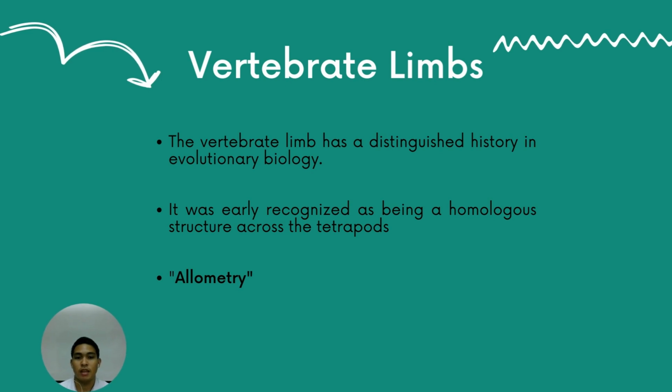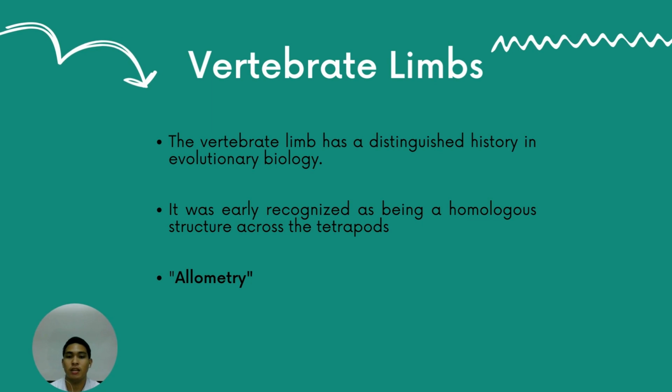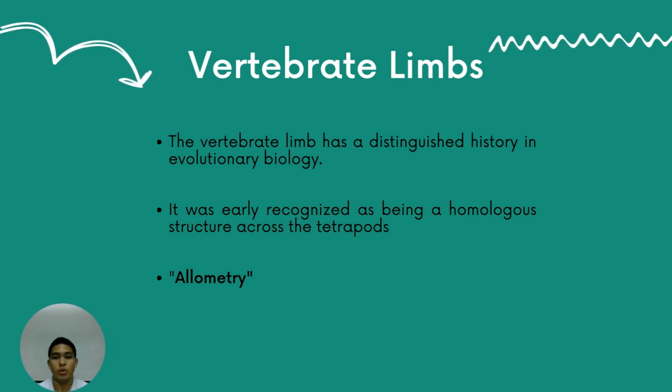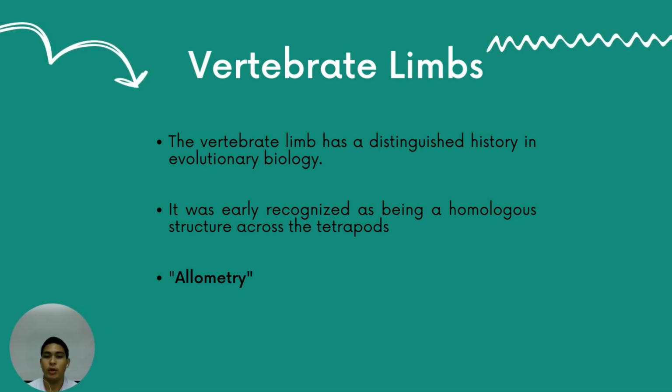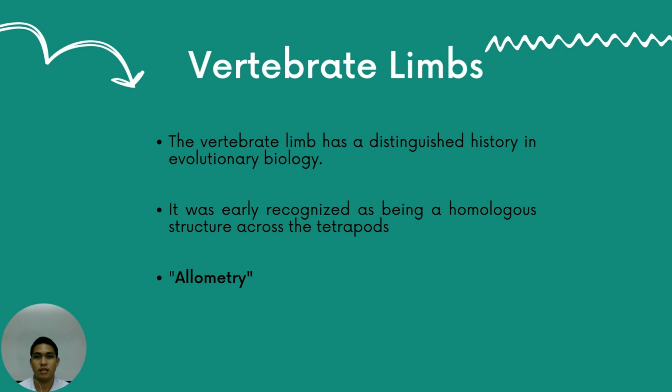So for example, the middle digit of the horse leg has elongated during evolution until the modern horse has effectively just one digit with the others reduced to vestiges. By contrast, all digits of the bat forelimb have become greatly elongated to bear the skin flaps that constitute the wings.